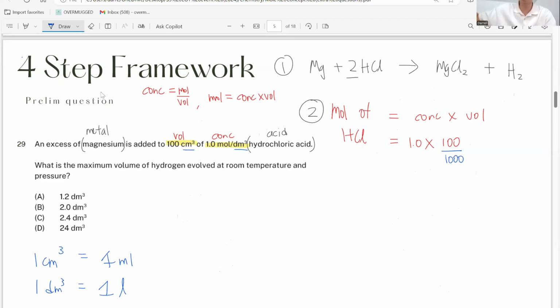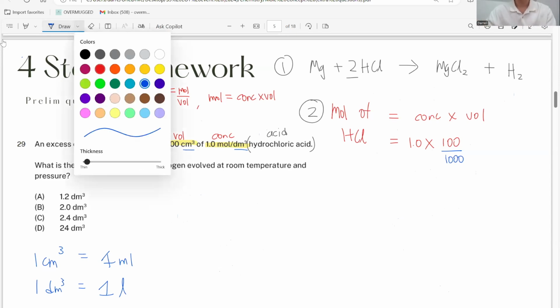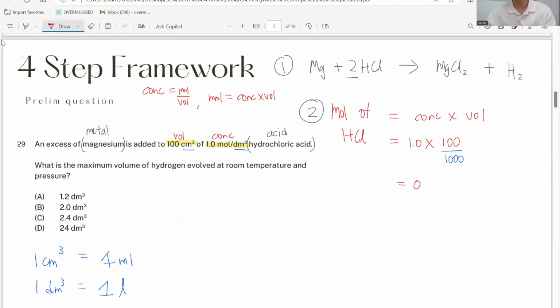So every time I pause, it's not because I'm purposely trying to slow down. It's because I'm trying to catch areas where you guys will make the mistake. So I'm trying to get you to avoid making this because now you're aware. If I go back to the question, you will get 0.1 mole.